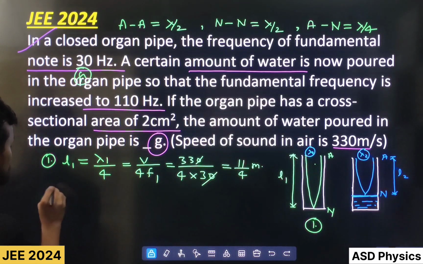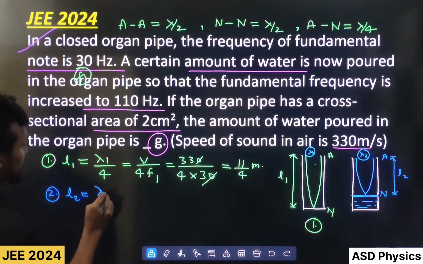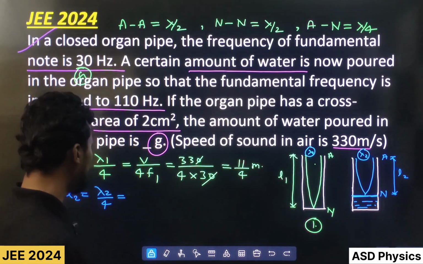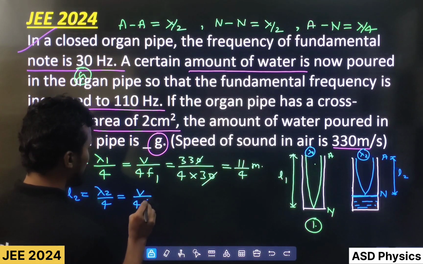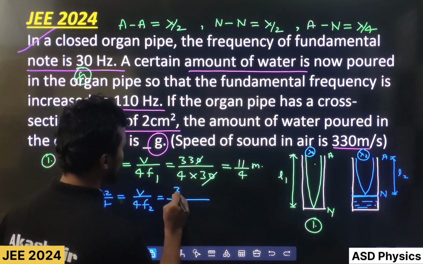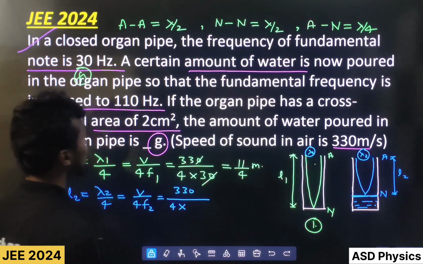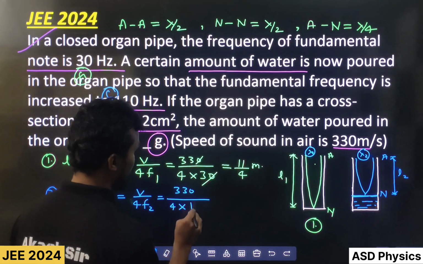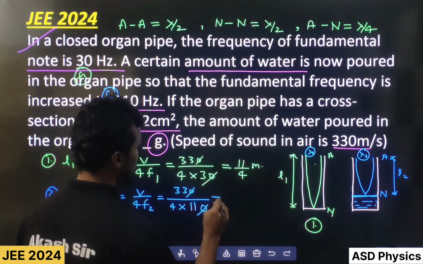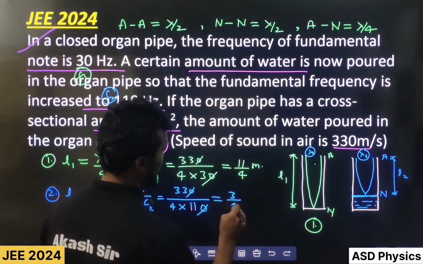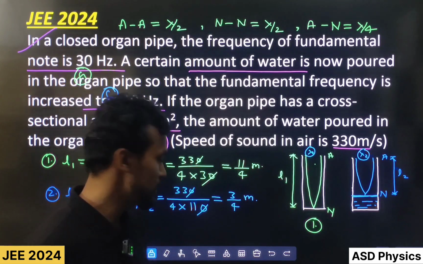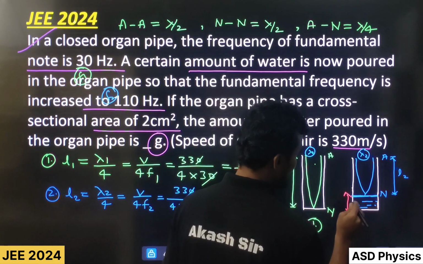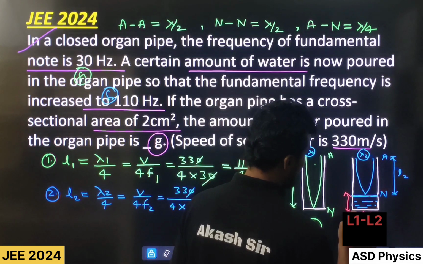So in the second situation, L2 is again lambda 2 by 4. Again lambda equals V by F, that means L2 is V by 4 F2. Again put the values: 330, 4, and F2 is 110. This 0 cancels, and it comes 3 by 4 meter. Now you can see very well the water is in this much length, and this length is L2 minus L1.